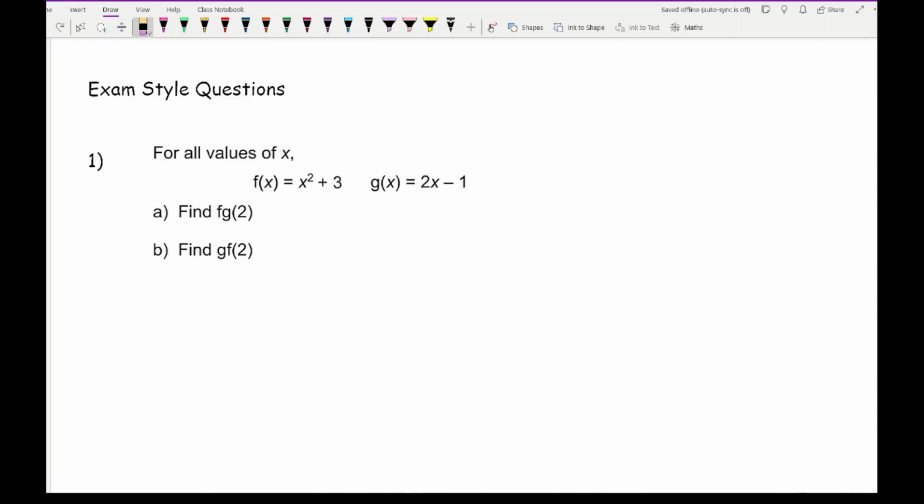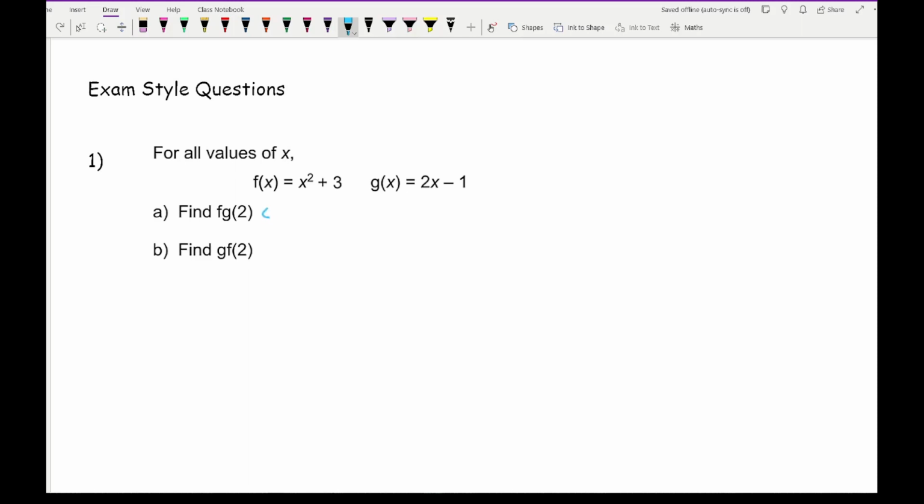So in this question it says for all values of x, f of x equals x squared plus 3 and g of x equals 2x minus 1. And in question A, it's just asking us to substitute 2 into this composite function and work it out. Now for this, it's not asking us to work out algebraically what f g is going to be. So what I can do is substitute x equals 2 into my first function and then substitute the answer into my second function.